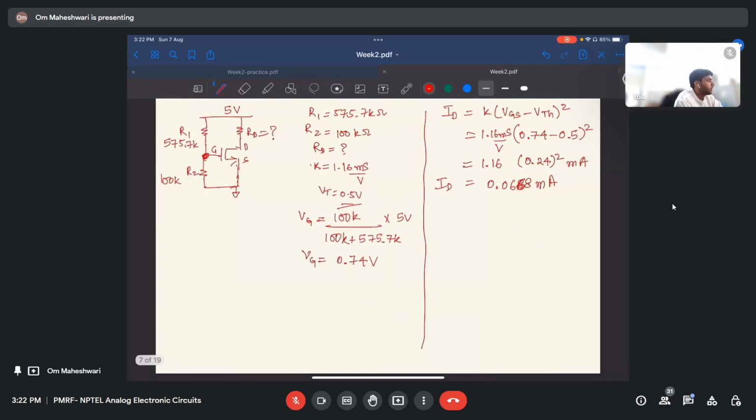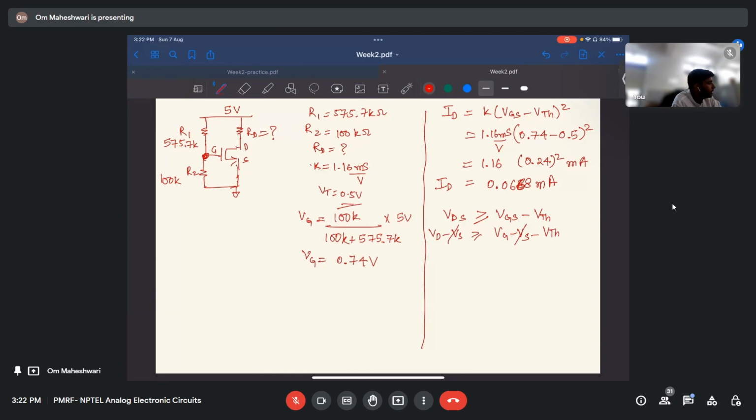So let us apply the condition of saturation. For saturation, we know VDS, the drain to source voltage, should be greater than VGS minus VTH, right? So VDS should be greater than or equal to VGS minus VTH. So VD minus VS is greater than or equal to VG minus VS minus VTH. Let us cancel this VS and VS.